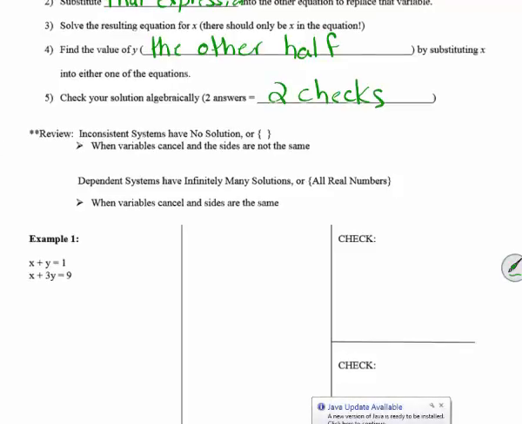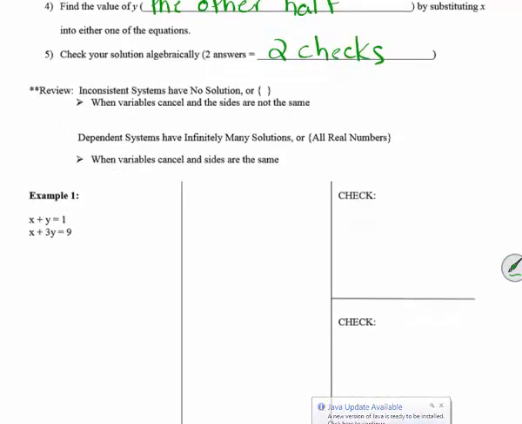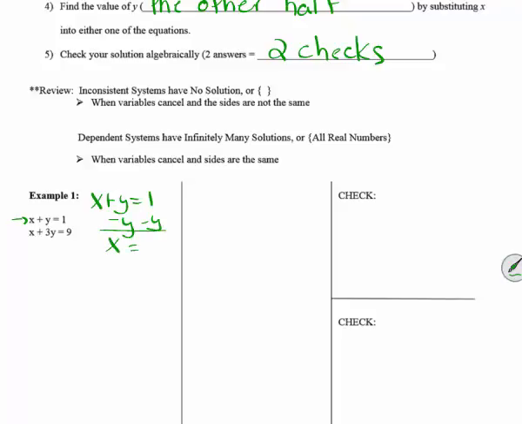Here's an example. We have x plus y equals 1 and x plus 3y equals 9. What I want to do is make this say either x equals or y equals. I'm going to start with the first equation just because they both have coefficients of 1. I'm going to solve it so that it says x equals. So I'm going to subtract y, and you could do it the other way. So I know then that x has to be negative y plus 1. We've done that before.